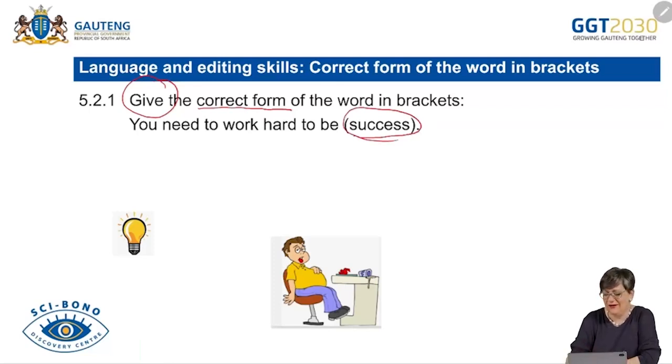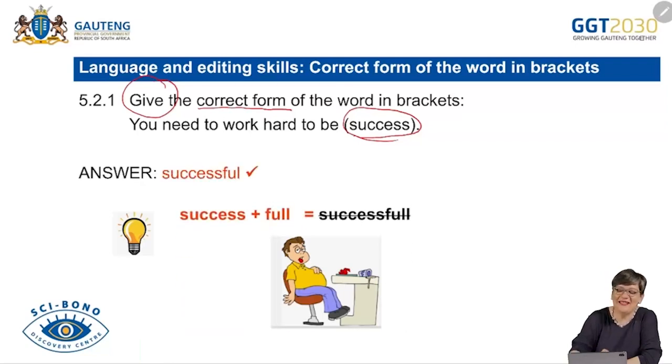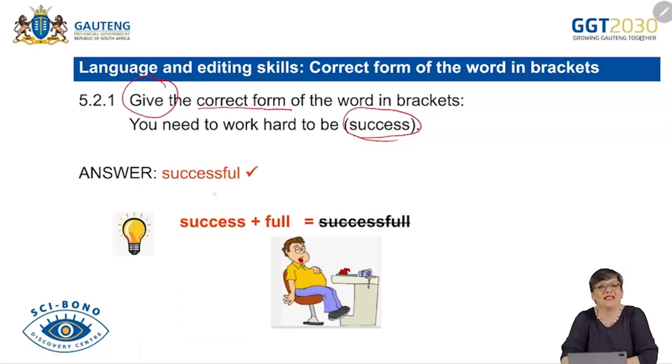Okay. Now, I'll explain what this little man's doing down here at the bottom. Now, your answer is obviously successful, which is really easy. Or is it? Be careful. When you combine success and full, the one L has to disappear.